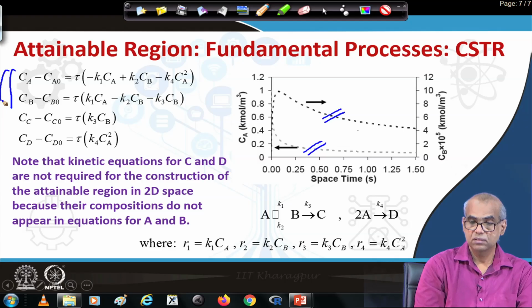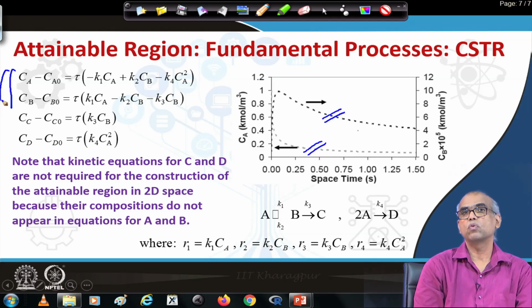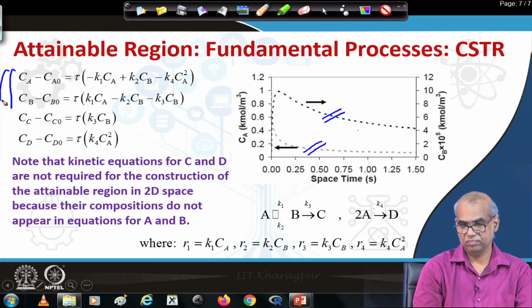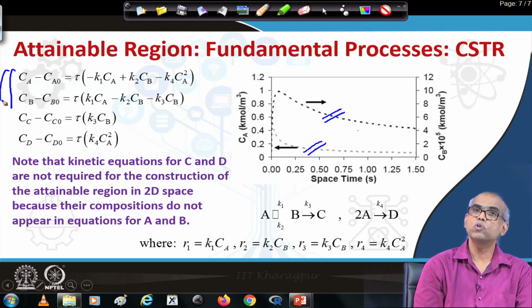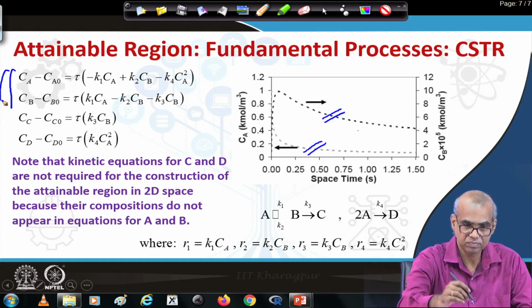Note that this figure will also be used to find out the concentrations of A and B for CSTR on the concentration space CA-CB. These solutions are known as the CSTR locus. So, we get discrete values corresponding to the values of space time tau chosen.